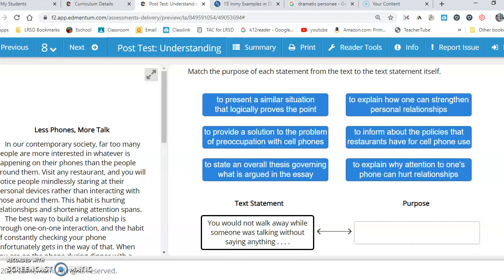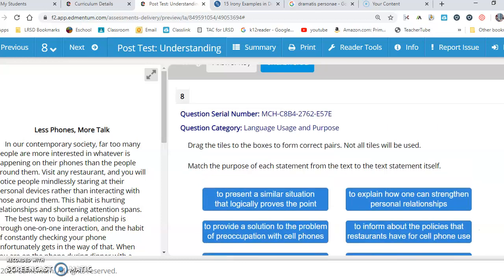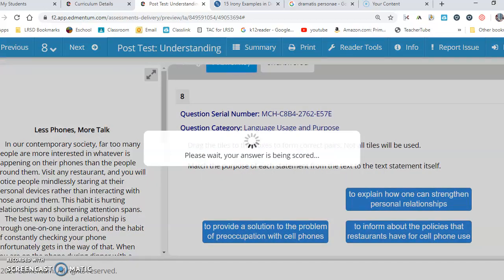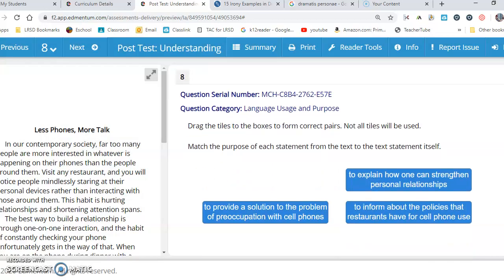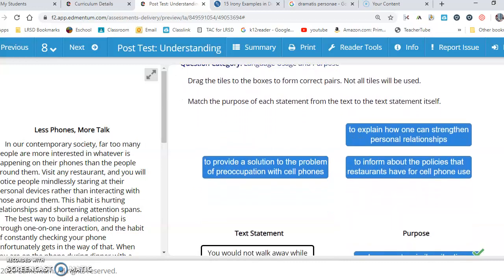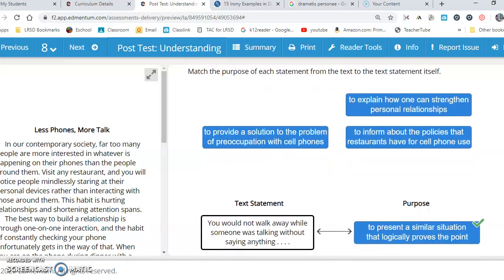This one is a little bit challenging, so I'm going to show you the answer key and explain why each one is there. The text statement, you would not walk away while someone was talking without saying anything. That is to present a similar situation that logically proves the point. So it's trying to get you to relate to the author's purpose of this text.